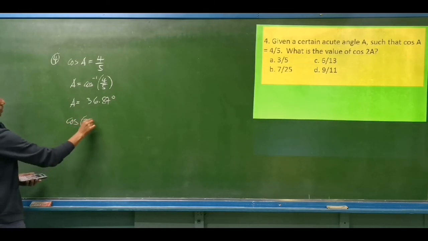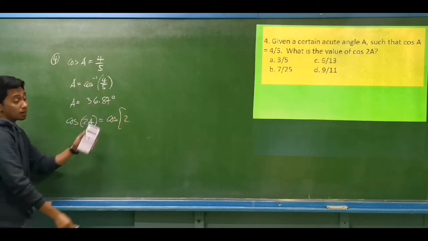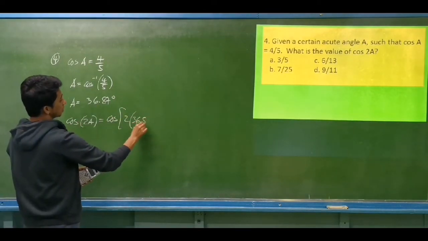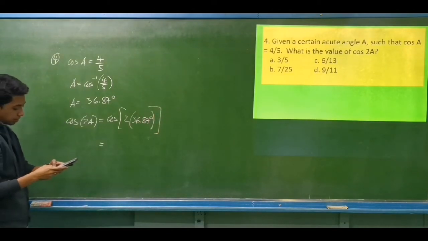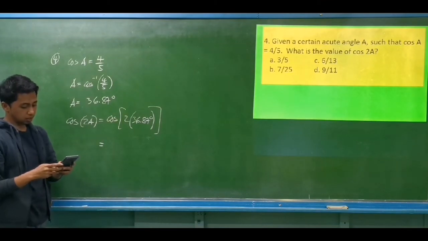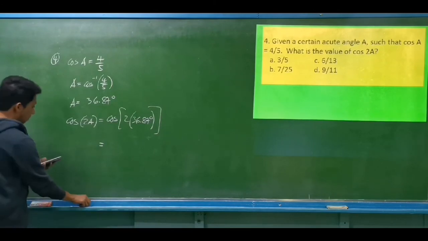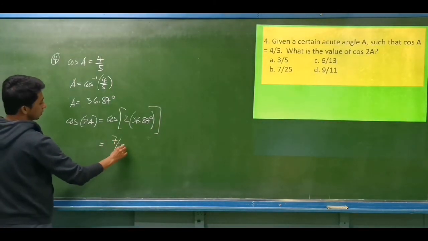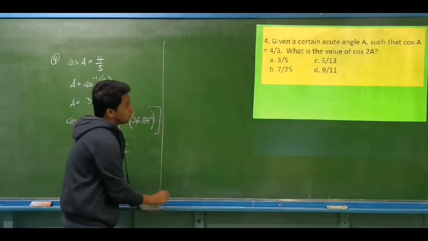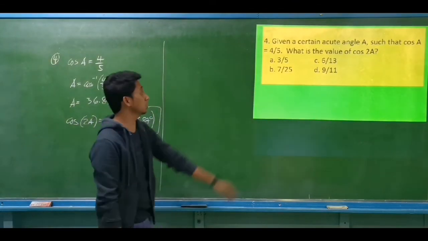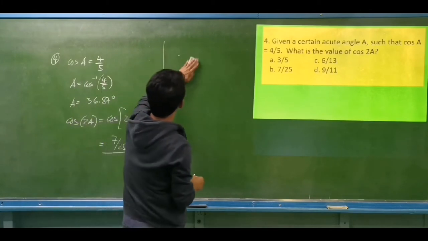So kunin lang natin si cosine of 2A. So this is the same as cosine of twice ng angle, twice of 36.87 degrees. So we have, ano equivalent ni cosine 2A? That is the cosine of 2 times 36.87. So ang lalabas dito is 7/25. So hindi na natin kailangan actually apply yung double angle identity kung mapapansin ninyo. Ano ba equivalent ng cosine of 2A? Kailangan pa natin yun ng triangulation.